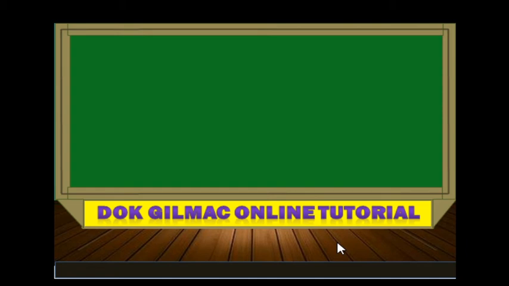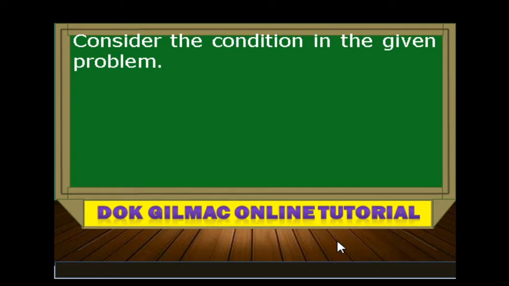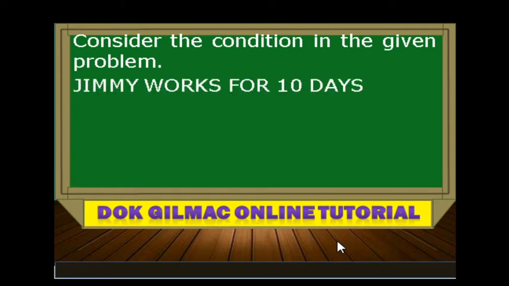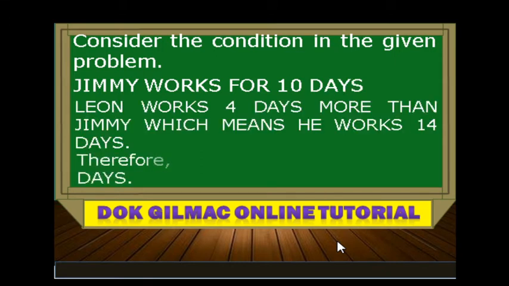Consider the given conditions in this particular problem. Jimmy works for 10 days in a month. Leon works 4 days more than Jimmy, which means he works 14 days. Therefore, Patrick works for 28 days, since Patrick works twice as many days as Leon.